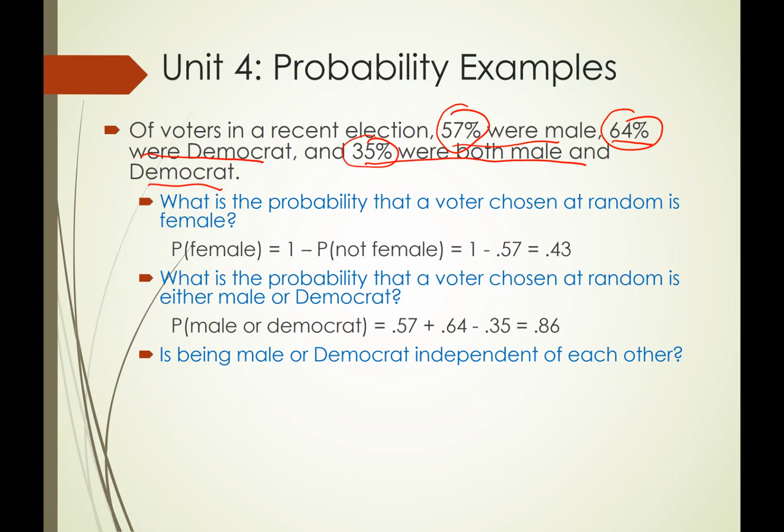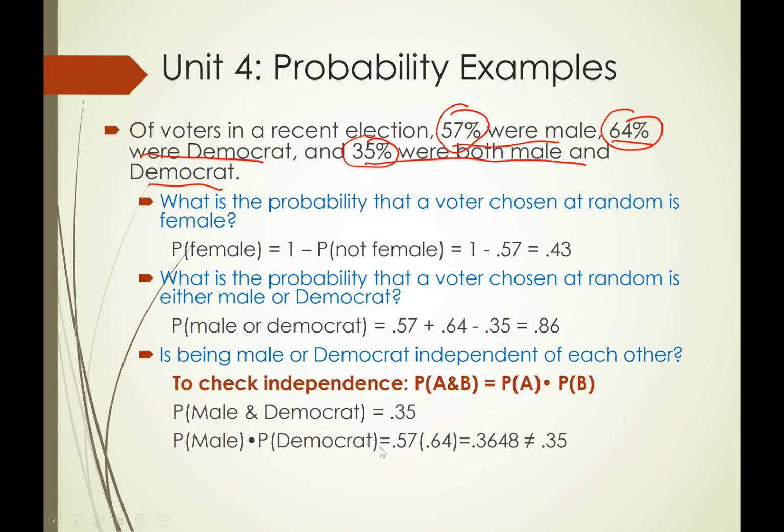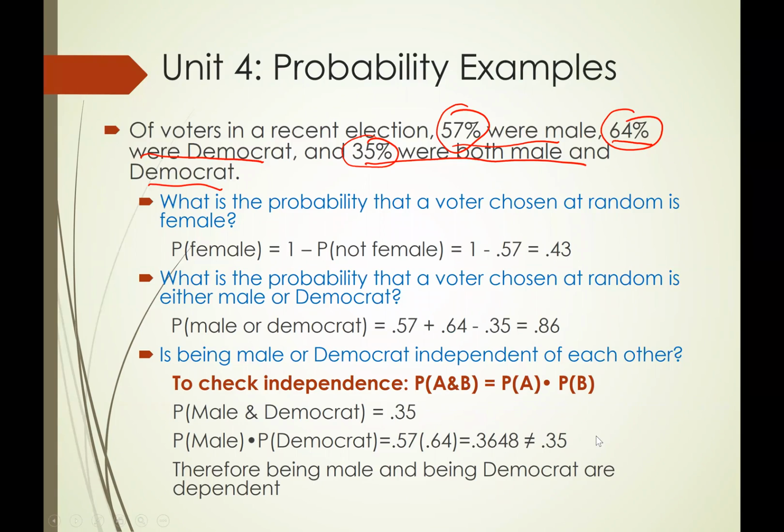Is being male or Democrat independent of each other? So if it is independent, then the probability of A and B equals the probability of A times the probability of B. So to check for independence, I just check to see if this is true. So I find A and B, I already know is 0.35. A times B is 0.3648. Those numbers are not equal, meaning being male and Democrat are dependent.